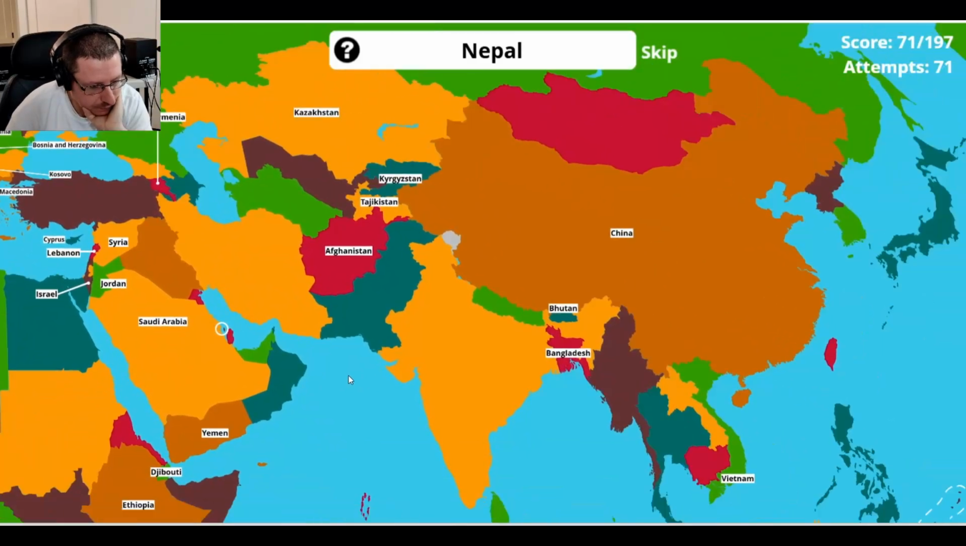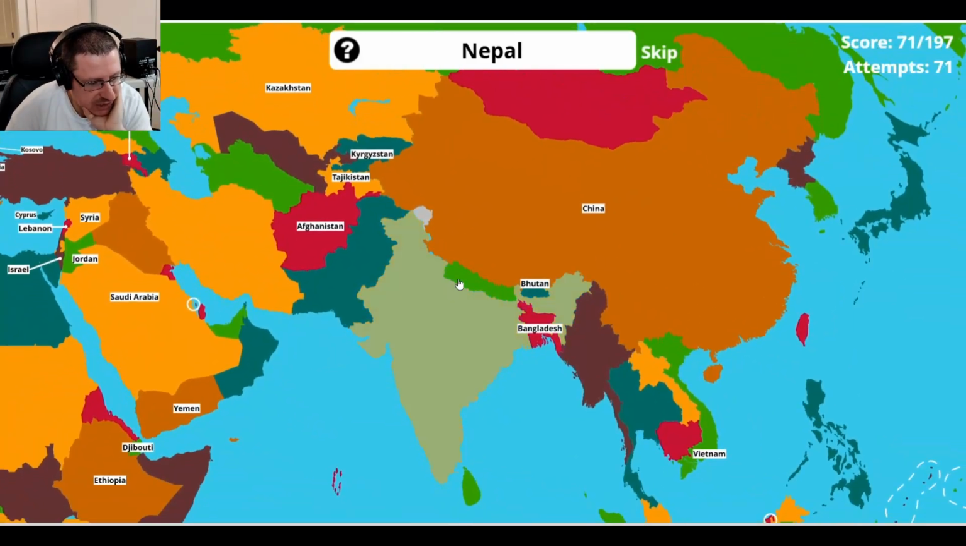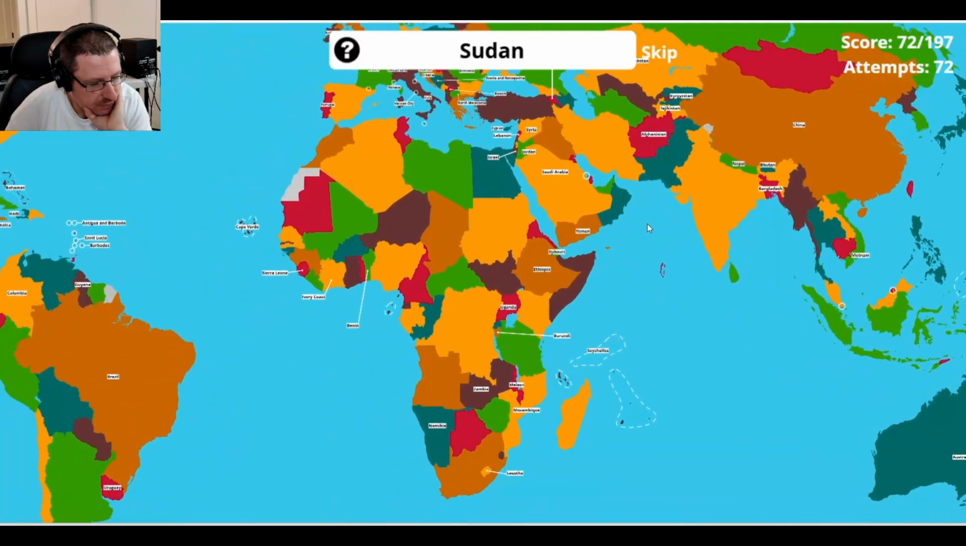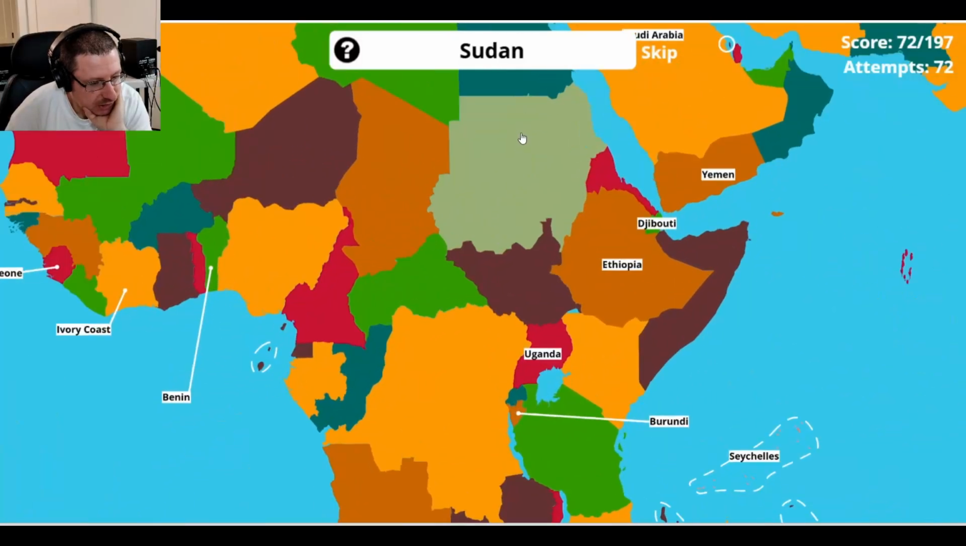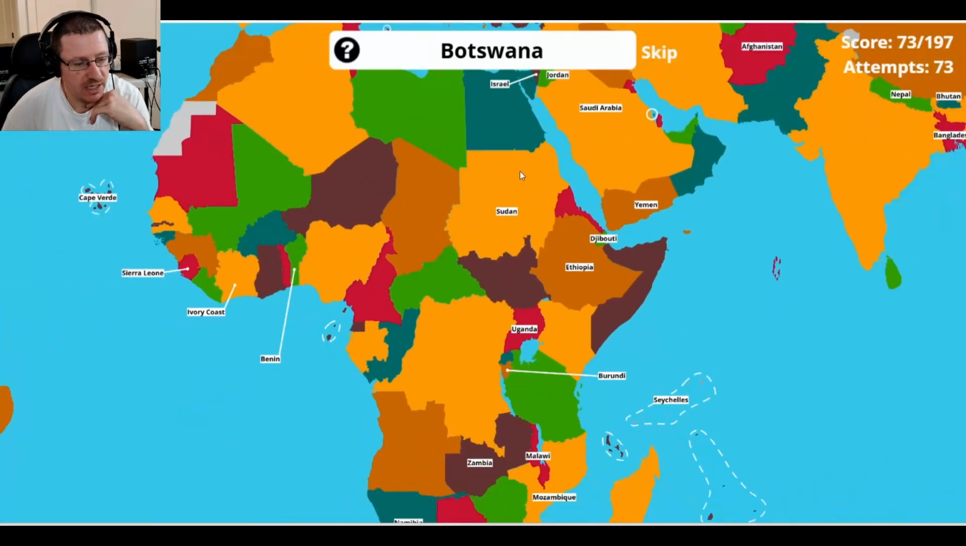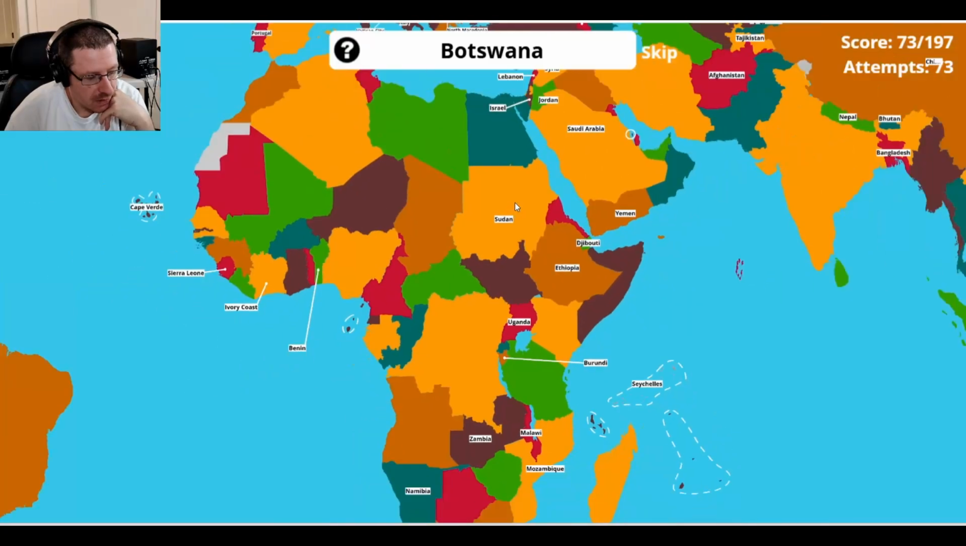Nepal's easy to find. Once you understand where Nepal is, it'll stick with you. Nepal is just this little rectangle right here. That's where Mount Everest is. It's on the border of Nepal and China. Sudan. Sudan is interesting because it has the most pyramids in the world. When you think pyramids, you think, oh, Egypt. No, Sudan actually has the most pyramids in the world.